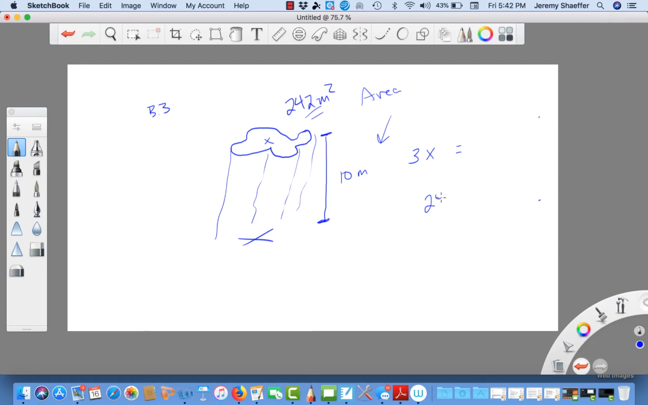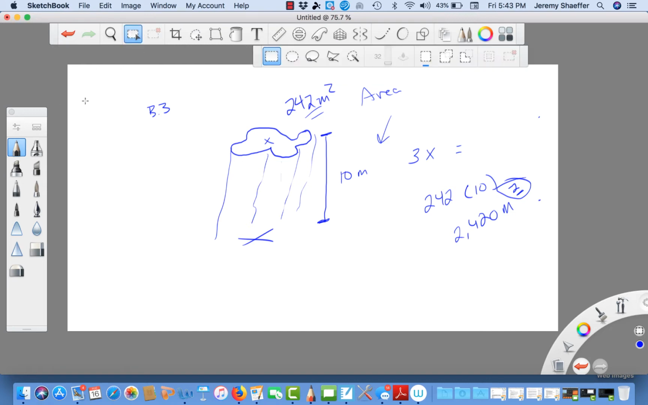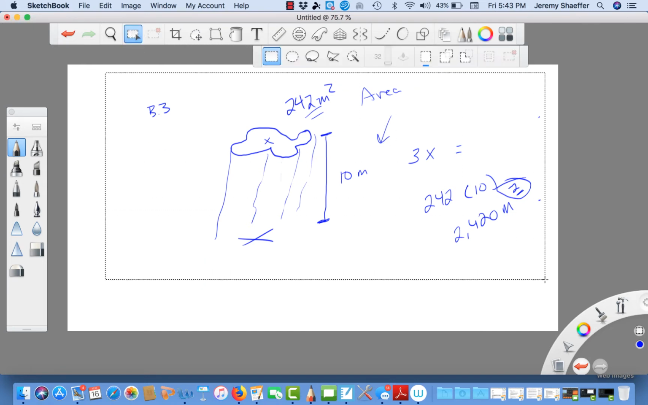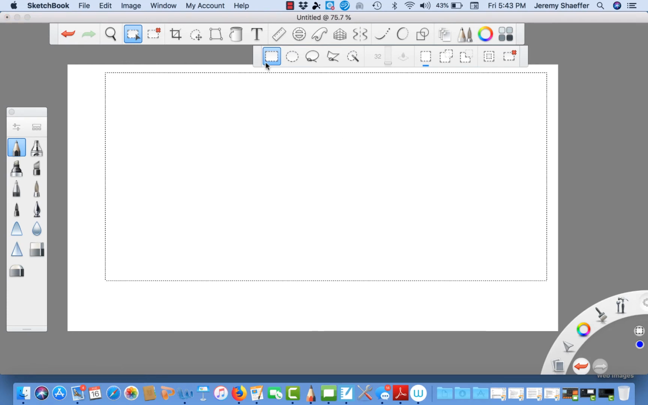So 242 times 10 is going to give us 2,420 meters squared, okay? But remember, we're dealing with area here, not volume, all right? So we have 2 dimensions that we're still multiplying, so it still remains squared, okay? So pretty easy, B3, not too difficult to come up with that answer for this example, okay?